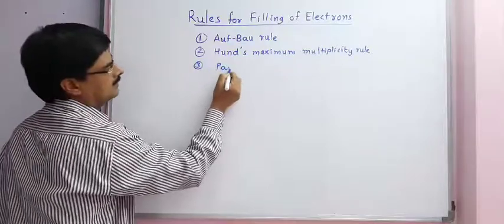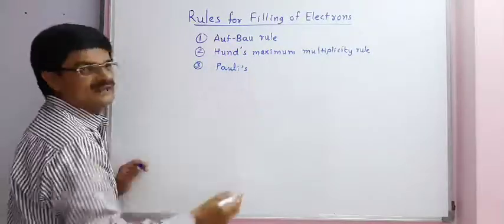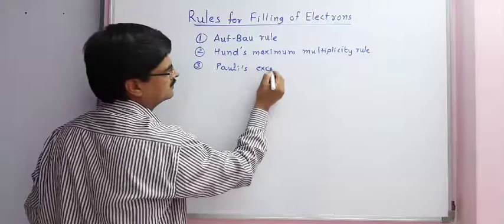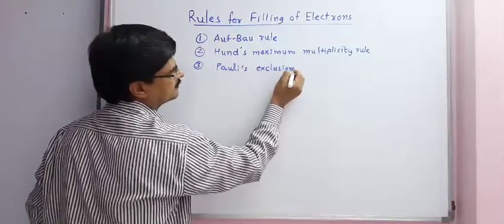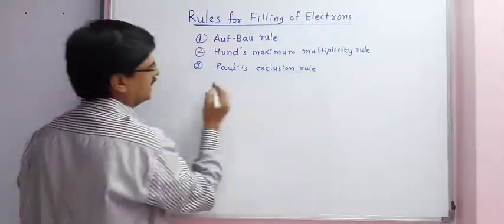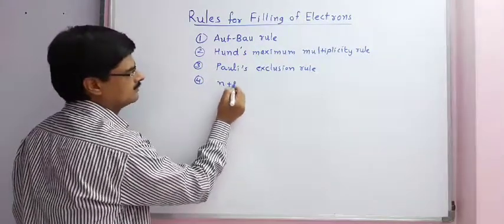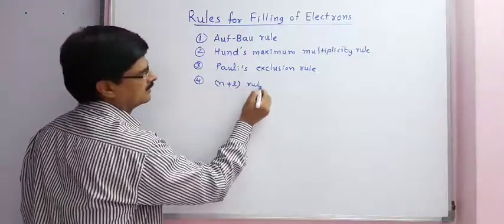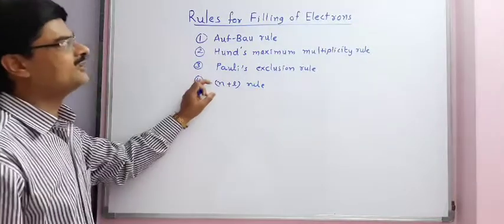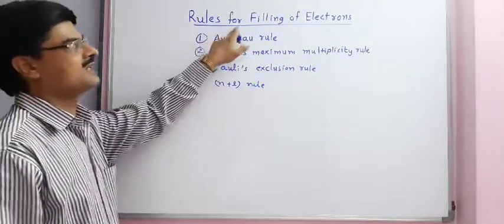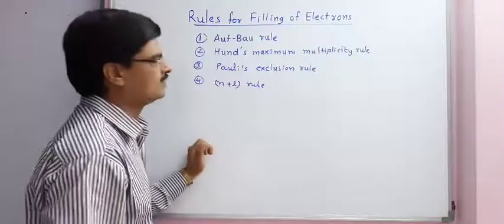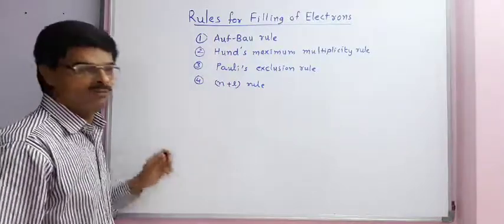Third, Pauli's exclusion rule. And fourth, n plus l rule. By using these rules, we can understand the filling of electrons. First, we understand Aufbau rule.